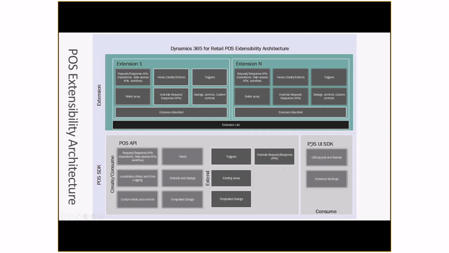And then on the POS UI SDK side, when you develop customization, you want to follow the same themes and patterns that we are using, right? So from the UI SDK, you can consume our output bindings or the CSS layouts and themes. You can either go with your own theme, or if you want to follow our theme and look and feel, you can consume our CSS files to do the theming. That's there in the UI SDK. So that's mainly on the POS SDK side.